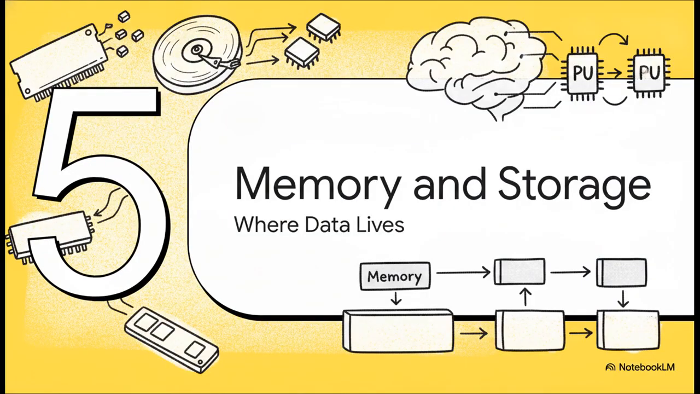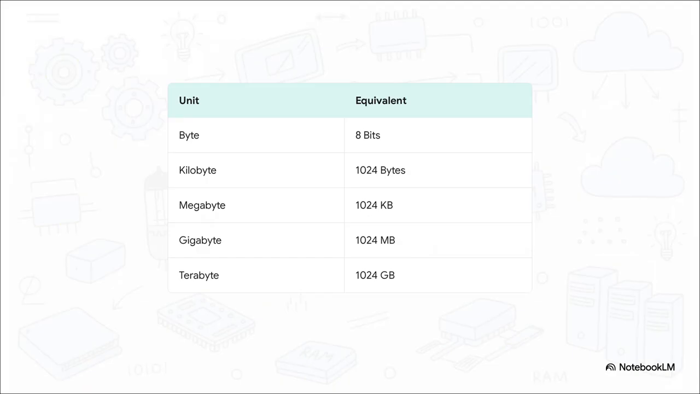Okay, Section 5, computer memory and storage. Let's talk about where all that data actually lives. To really wrap our heads around the massive scale of data, we have to start at the absolute bottom. Everything ultimately boils down to a single binary bit, just a 0 or a 1, basically a tiny switch that's off or on. Group 8 of those together, you get a byte, which holds a single character, like the letter A.